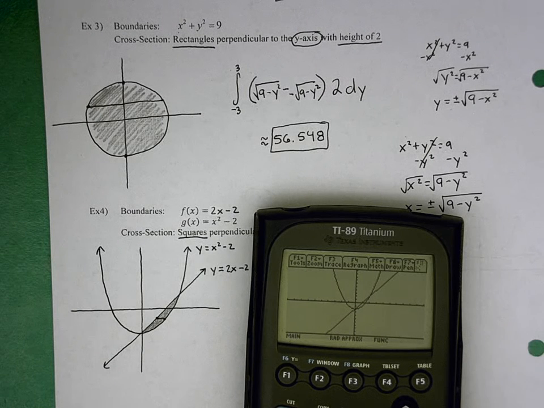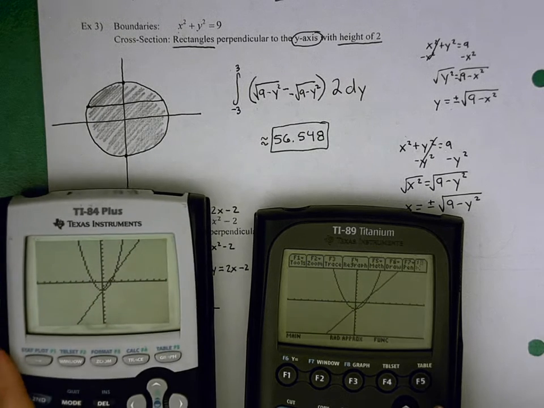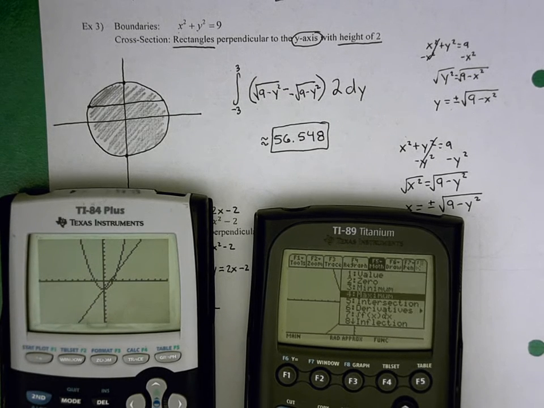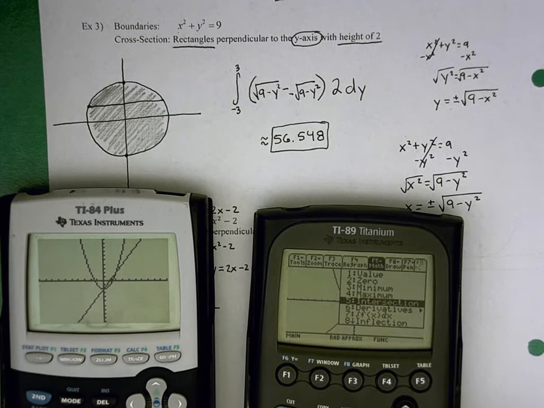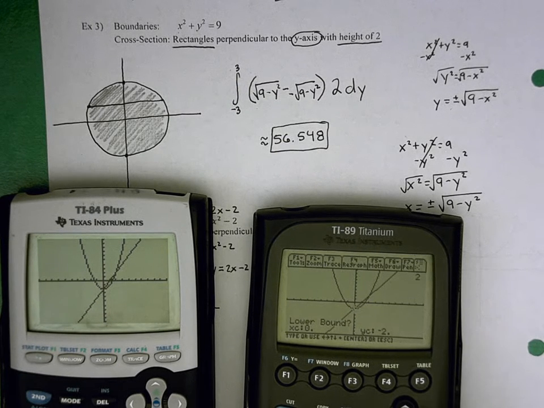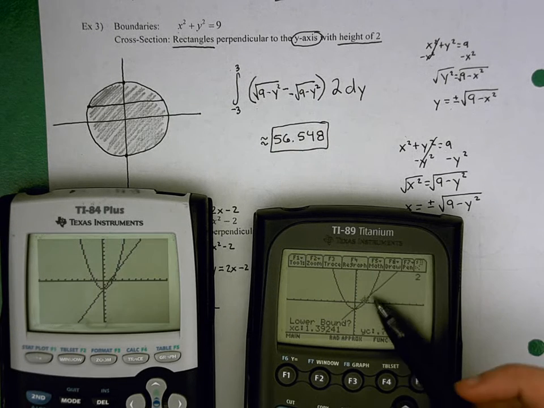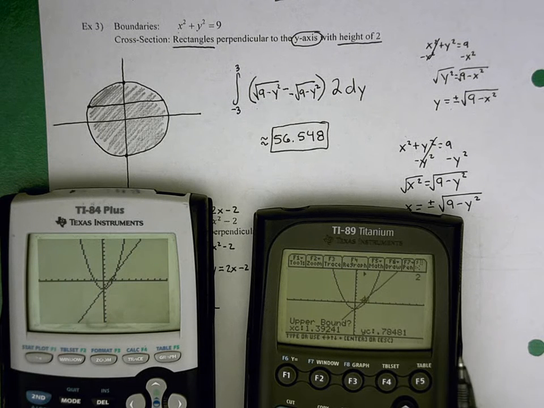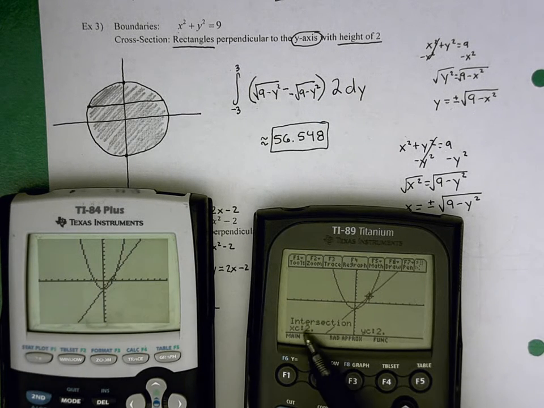Okay, so to find intersections on the 89, you're going to hit F5. You're going to come down here to intersection. And it's going to ask you first curve, second curve. So you're going to say yep for the first curve, yep for the second curve. It's going to ask you for a lower bound and an upper bound. Okay, so I'm going to calculate this intersection first, my upper intersection. Lower bound and upper bound, and they give me the point 2, 2 as my intersection.